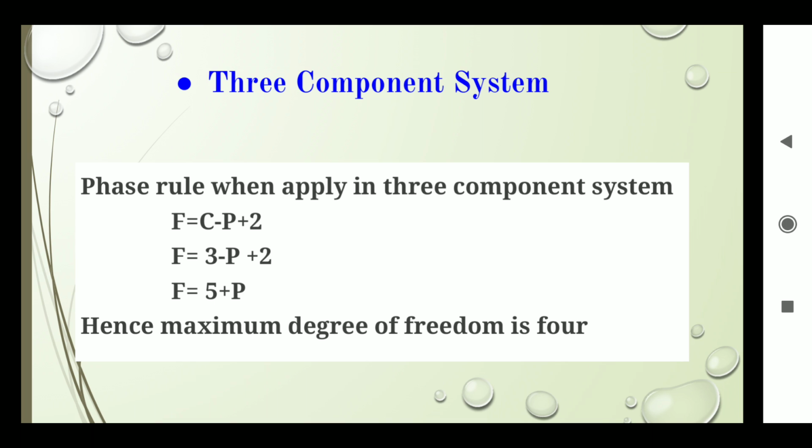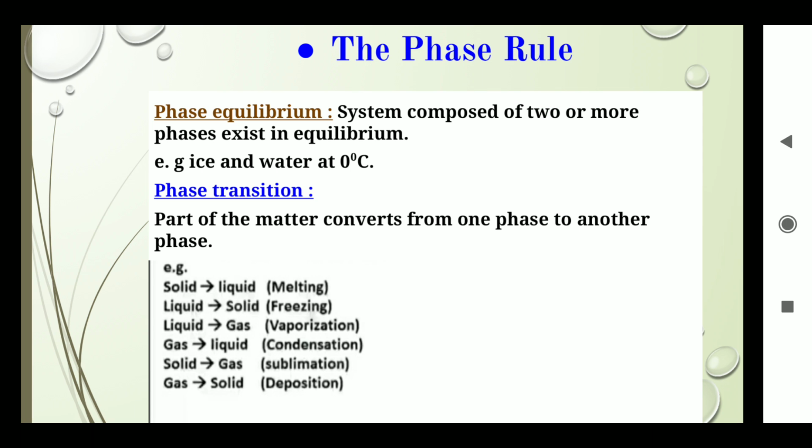Three component system: when applying the phase rule to a three component system, C is equal to 3. So F is equal to C minus P plus 2 becomes F is equal to 3 minus P plus 2. Finally we get F is equal to 5 minus P. Here the maximum degree of freedom is 4. So how does the maximum degree of freedom become 4? We will see in the next lecture or in the next slide.